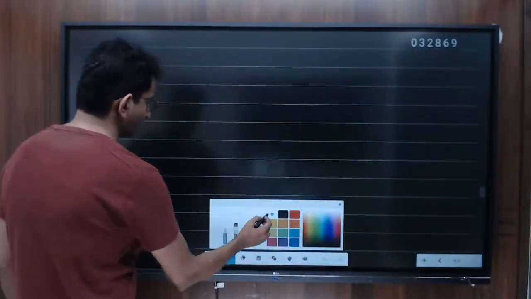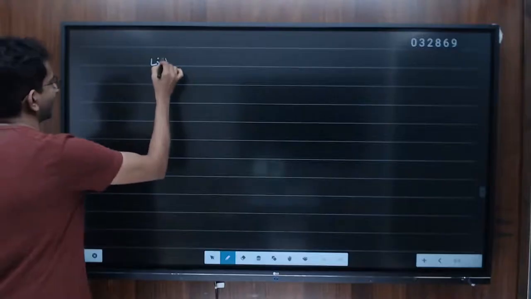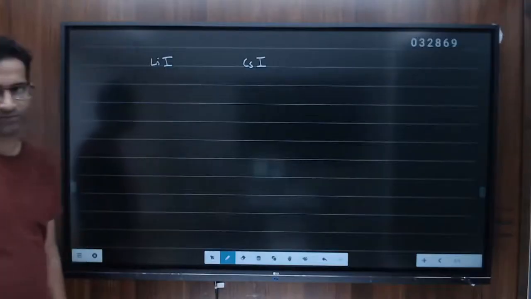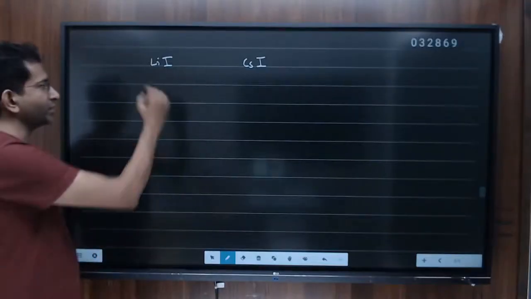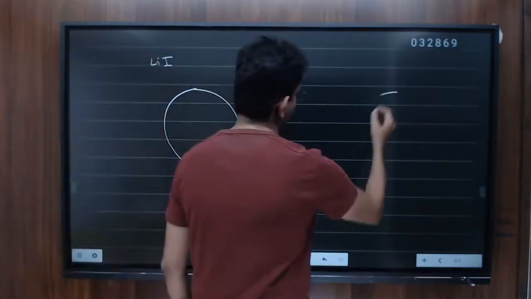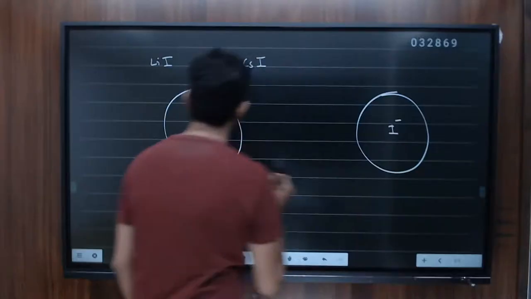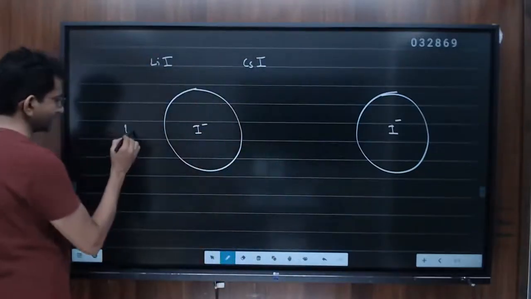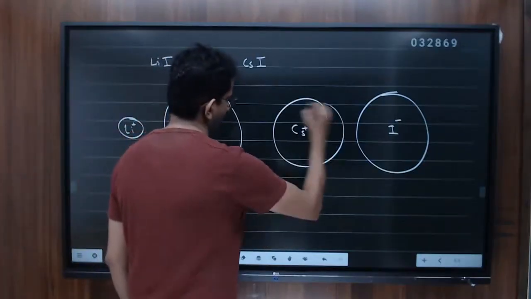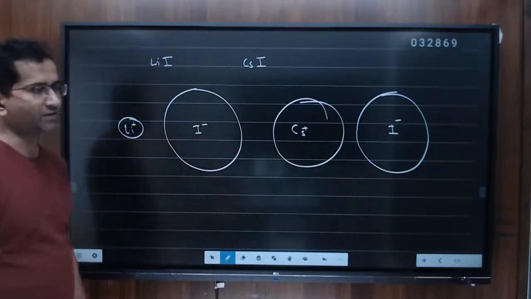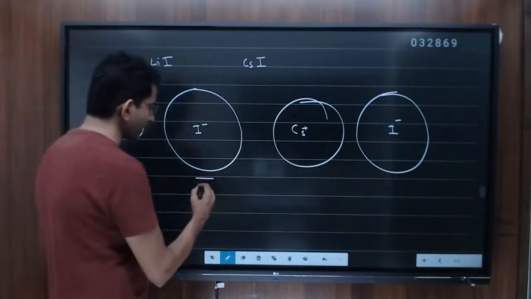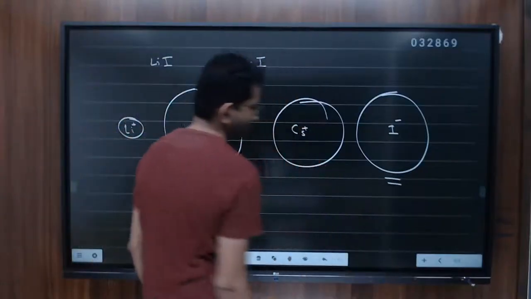Now I am going to put one more example in front of you. Say it is LiI and say it is CsI. Now you will have to compare this polarization. In both of these, I- is same. This is I- and this is I-. While in this case, this is Li+ and this is Cs+. Now can anyone tell me which has more polarization? I have taken I- same.